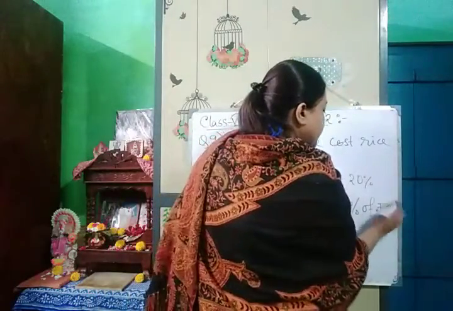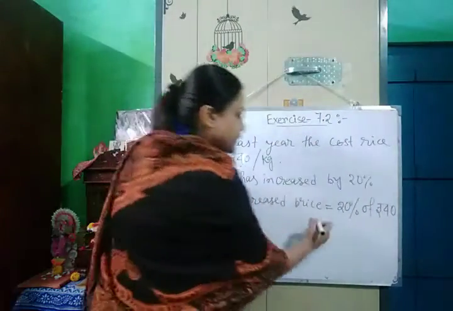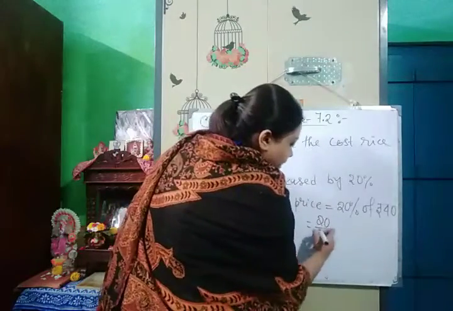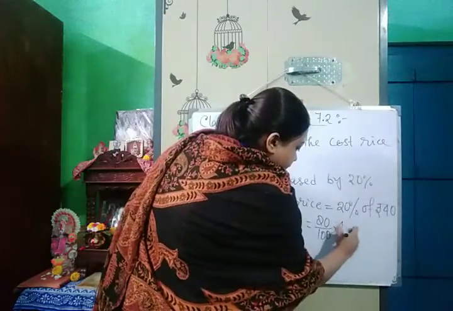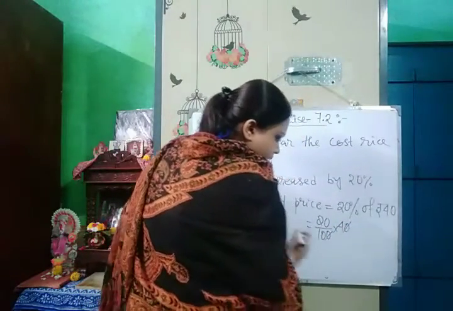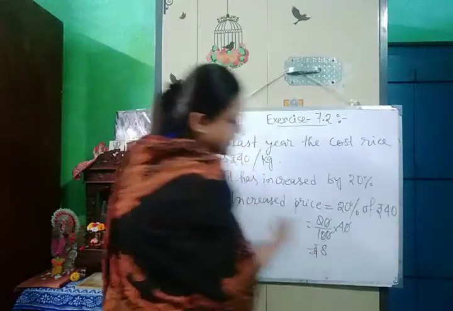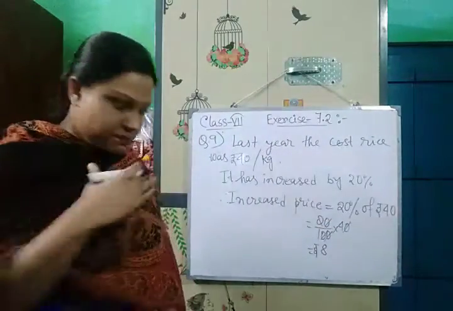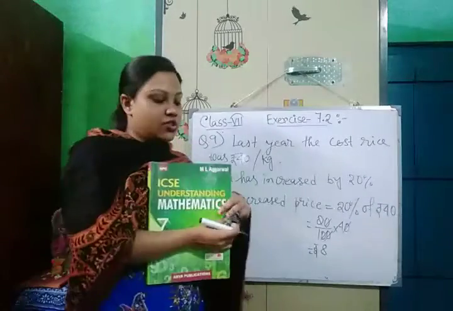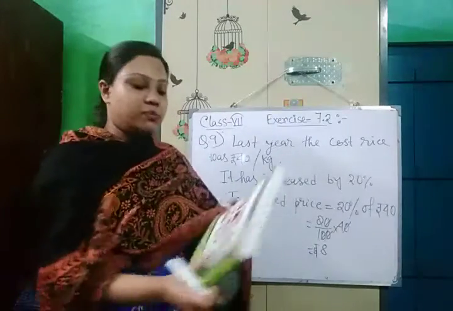So it will be 20% of rupees 40. That means 20 divided by 100 into 40. Now do the cancellation. 0, 0 cancelled, 0, 0 cancels, 4 twos are 8. Rupees 8 has increased. So what is the present cost of basmati rice? Okay, it has increased by rupees 8.